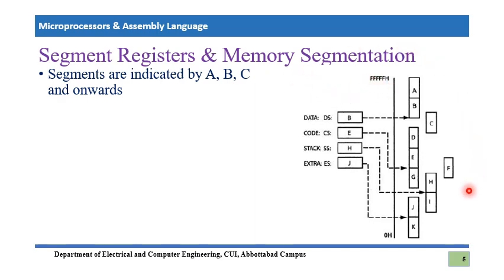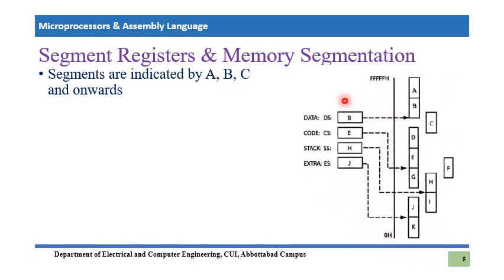If you see this diagram, we see so many letters A, B, C, D, E, F, G, H, and so on, and these are nothing but segments, the various segments which are indicated by English alphabets A, B, C, and onwards. These are various segments which are available across the overall memory, and you can see here the minimum address of the memory is 0 hex, and the maximum address of the memory is FFF hex. So there are so many segments present in between this range.